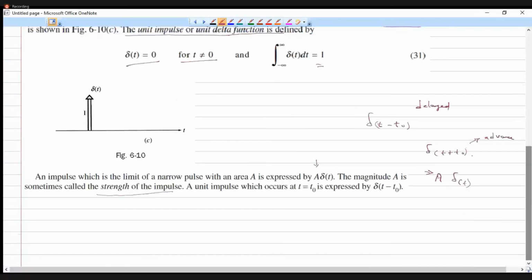Is it clear? In short, the delta function is defined as the limit as t tends to 0 of the pulse. Delta of t is equal to 0 for all t not equal to 0, as well as the integral of delta of t over the whole time interval is equal to 1. That is the area under this delta of t. Integral means the area under the curve, so the area under the graph is equal to 1. That is the definition for the unit delta function.